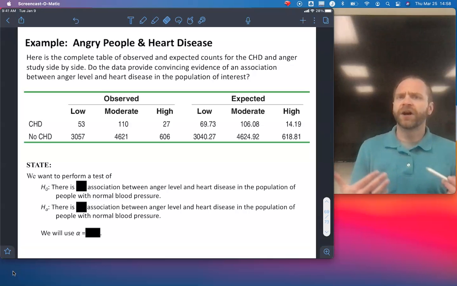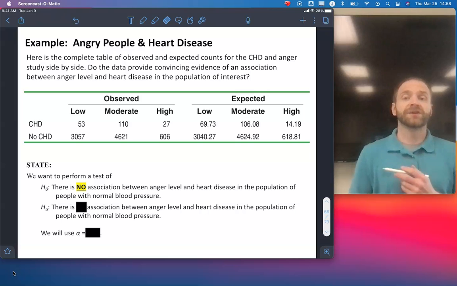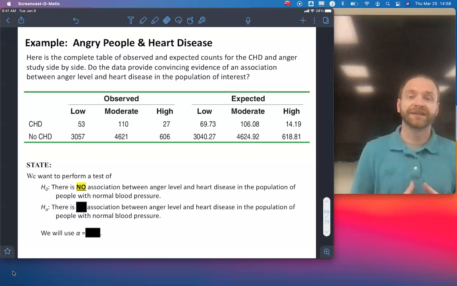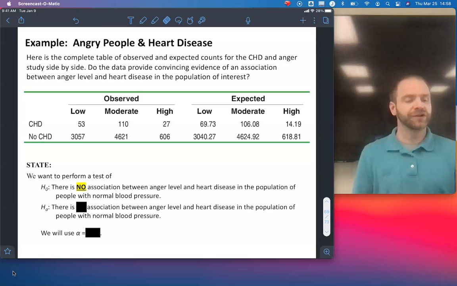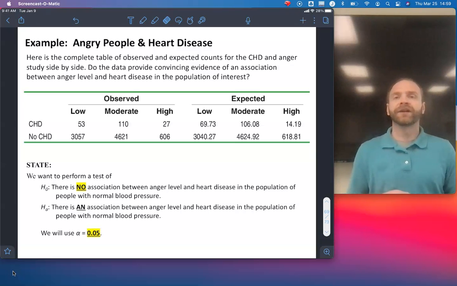So our null says there is no association. There's no difference. There's no association between anger level and heart disease in the population of people with normal blood pressure. Our alternative says there is an association between anger level and heart disease in the population of people with normal blood pressure. And we're going to use an alpha level of 0.05.